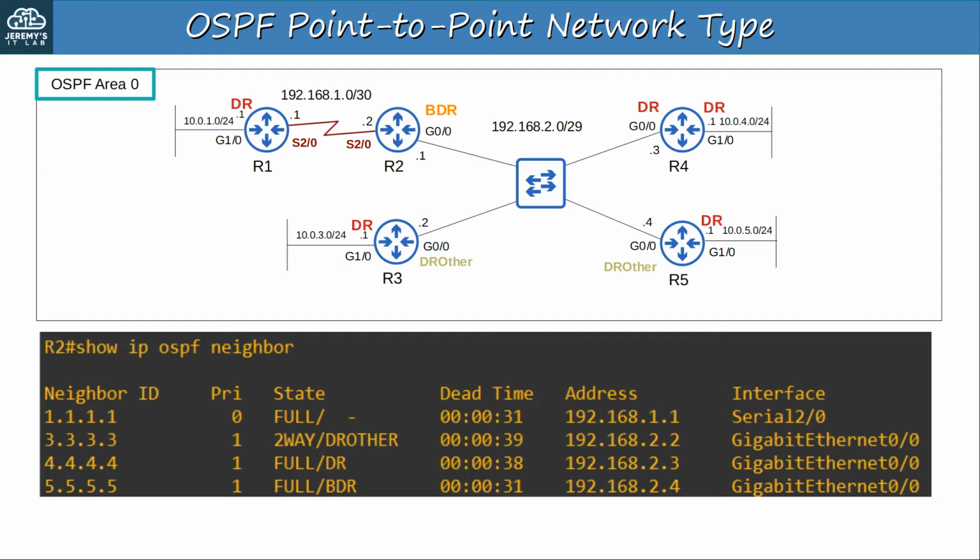Let's return to the OSPF point-to-point network type. Here's the output of show IP OSPF neighbor on R2. Notice that R2 has a full adjacency with R1, but instead of DR, BDR, or DR other, a dash is displayed. This is because the point-to-point network type doesn't use DRs or BDRs, as I mentioned before.